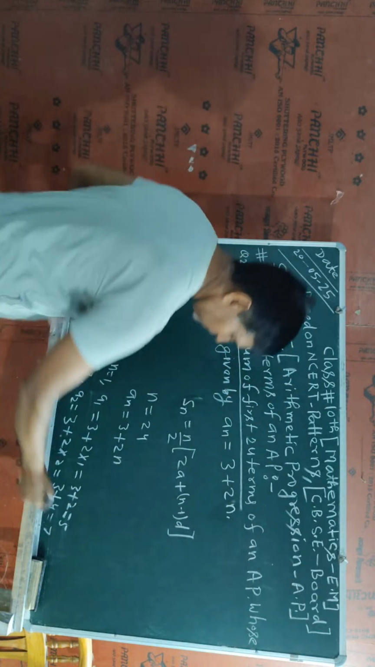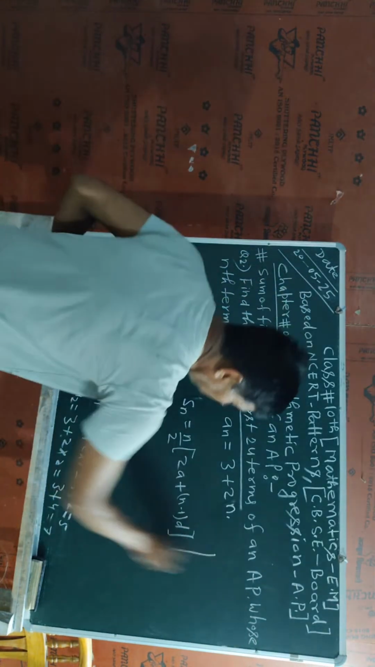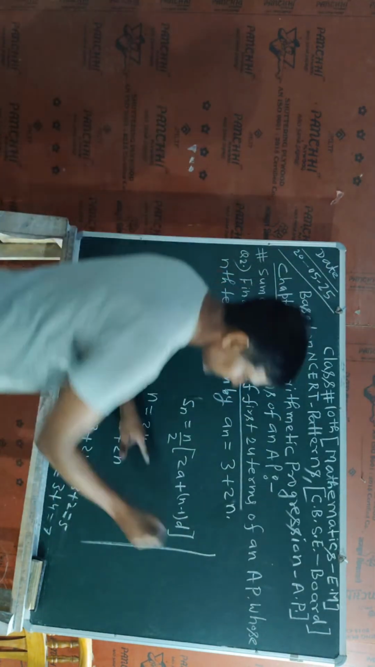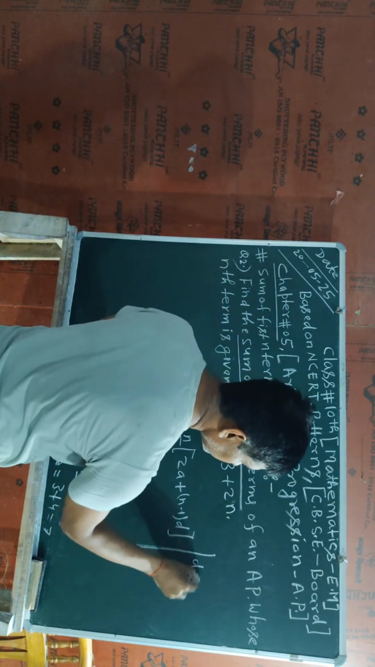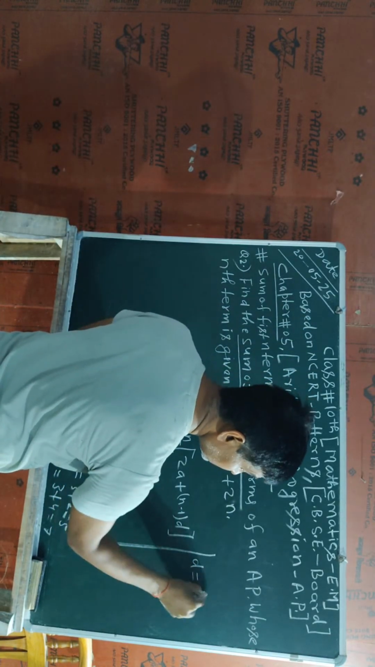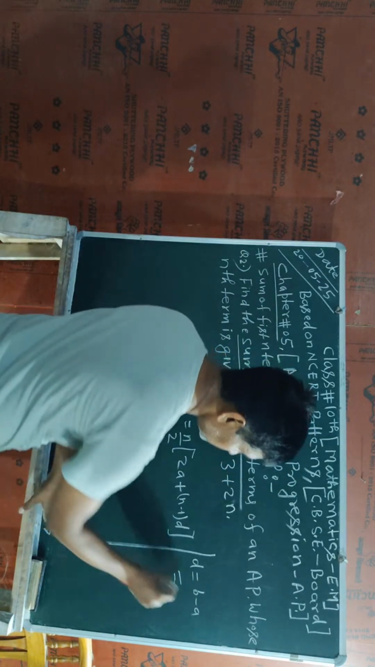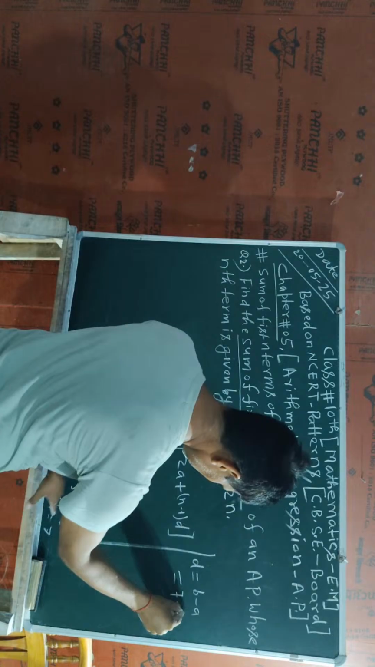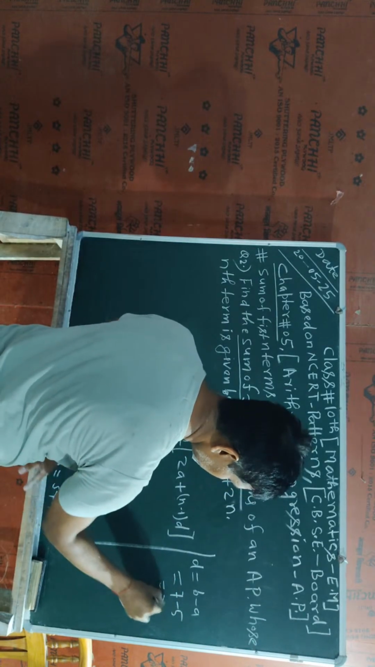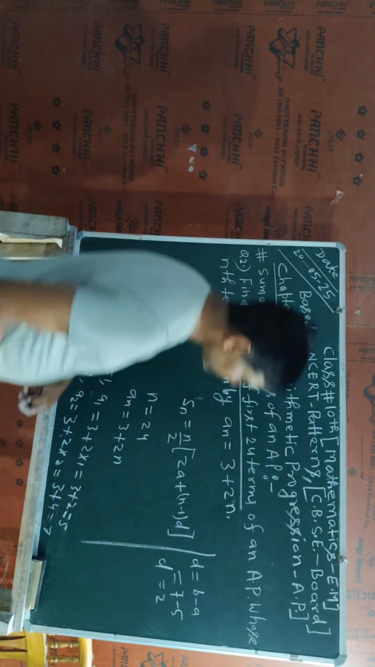Now the student will get the common difference. The common difference is written as d = b minus a. So the student will write the value of d, which is equal to 7 minus 5. Its value will be 2. It means that the common difference is 2.